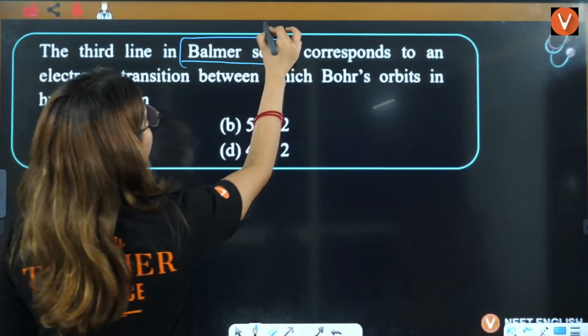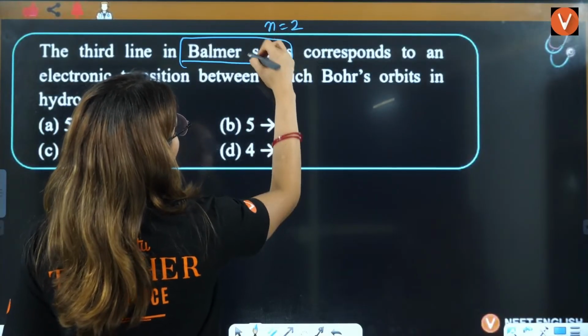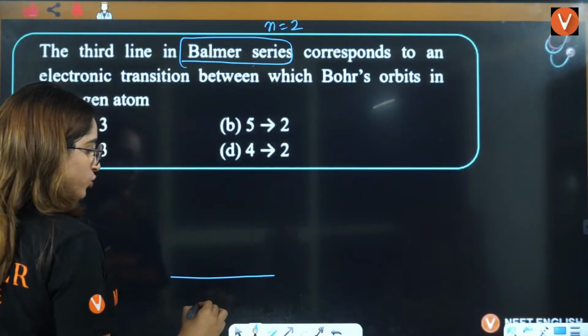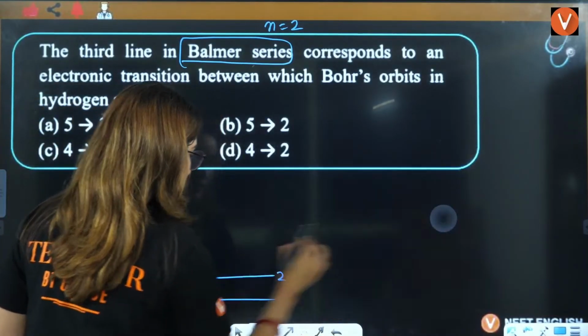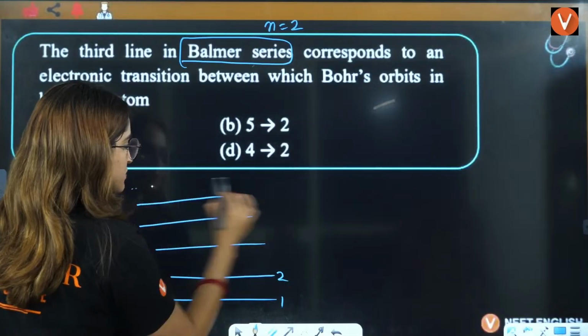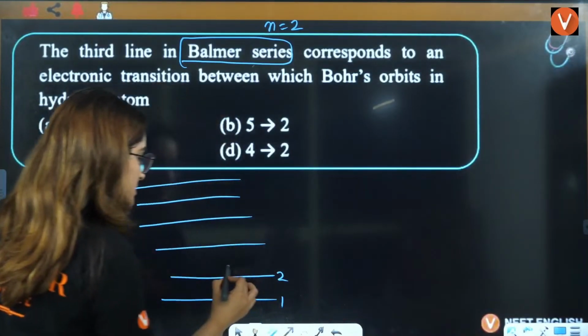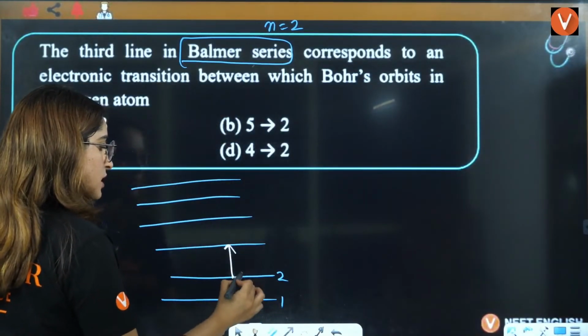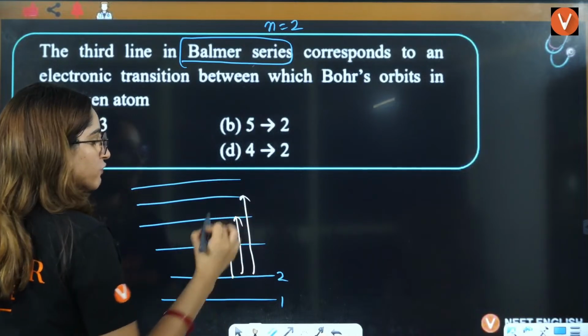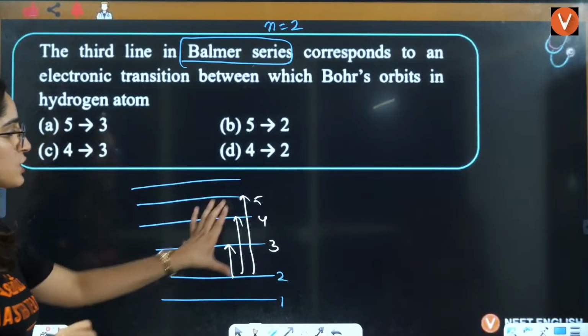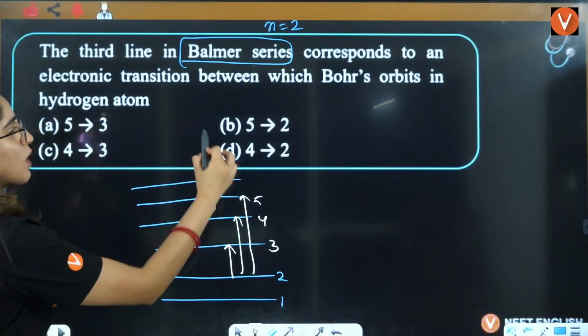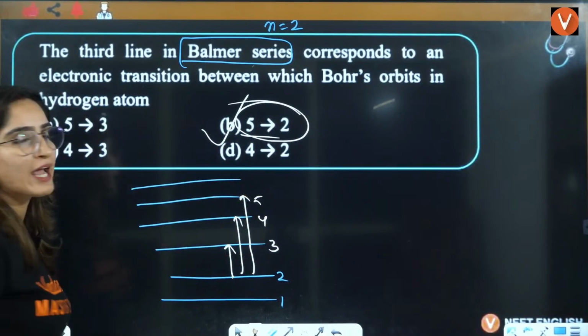We know that Balmer is nothing but n equals 2. If this is n equals 2, this is 1, this is 2. Here it is 3, 4, 5, 6. So the first line will be this, the second line will be this, the third line will be this. Okay? So this is 3, 4, 5. That means the third line belongs to 5 to 2. So the answer will be 5 to 2.